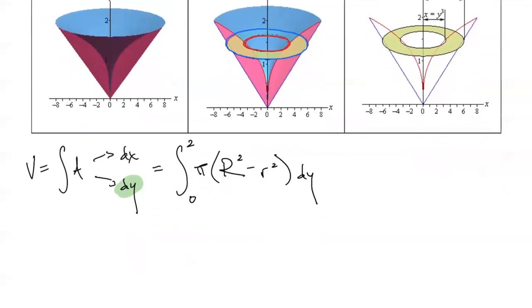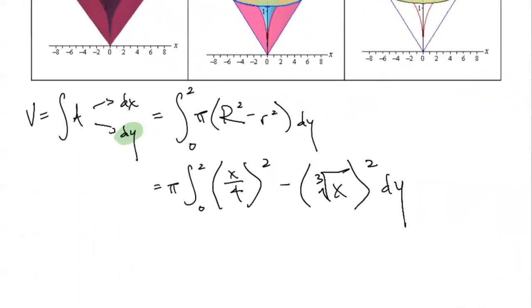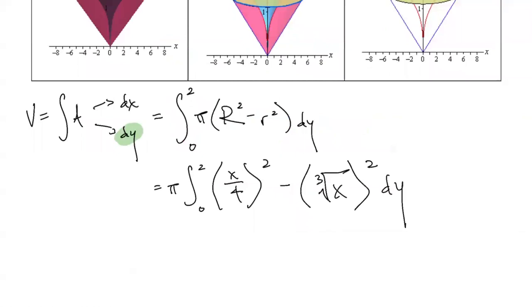All right. So here's what I'm going to do. I'm going to factor out the pi. I have an integral from 0 to 2. And earlier, I said the big R was x over 4. So x over 4 squared minus little r is the cube root of x squared dy. You should be just as uncomfortable as I am right now looking at this, being like, she just mixed up a lot of x's and y's all together, right? Because I did, and we can't do the integral that way.